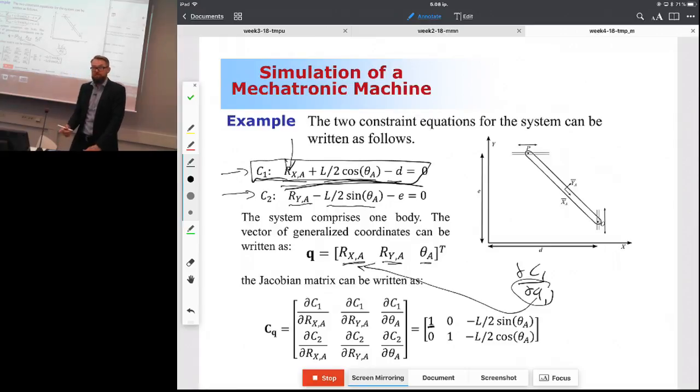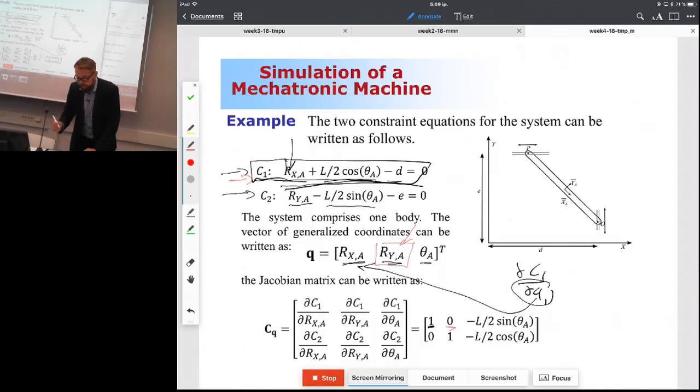Okay, next one. I will take the very same constraint equation. This time, I will differentiate that with respect to the second variable, the second generalized coordinate. What is our second generalized coordinate? That's, let me change the color, this one. Now when I differentiate this equation with respect to this one here, it's going to be 0, because Ry is not mentioned anywhere in that equation. So it's going to be equal to 0.